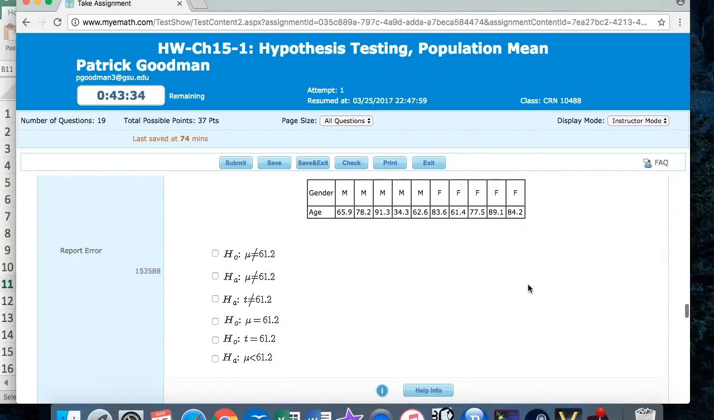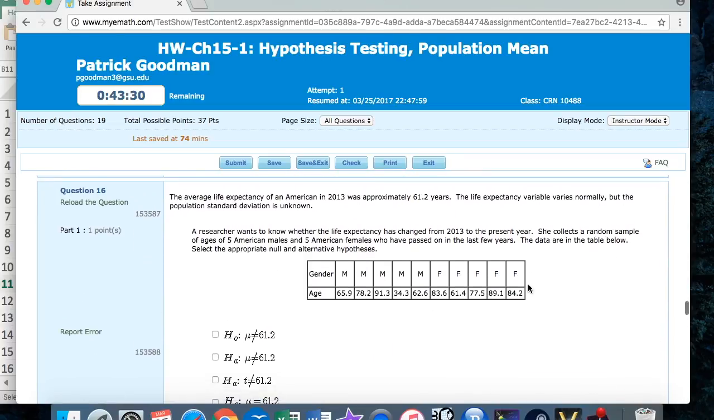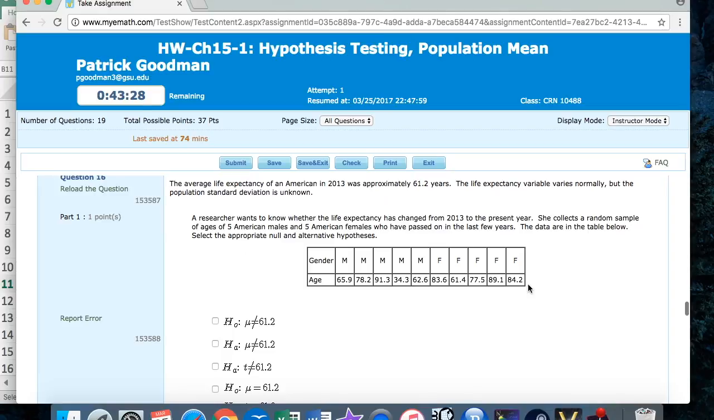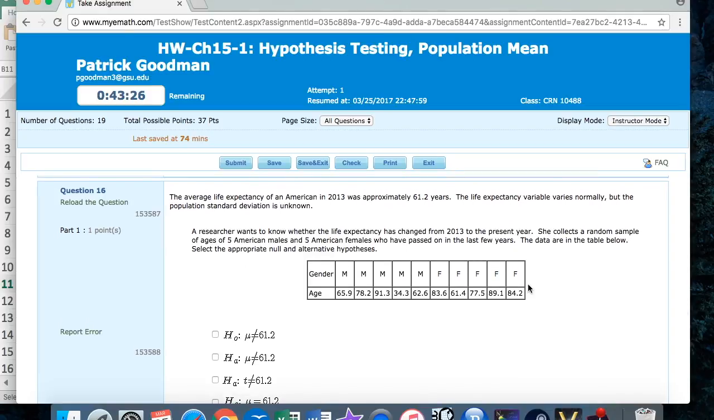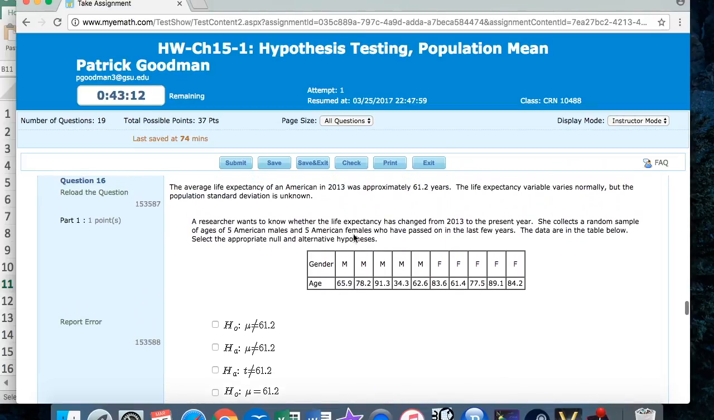Alright, so let's see if there's any more. I think most of these are pretty simple. Average lifespan, researcher and change. Choose your sample. Select the alternate hypotheses. Okay, so this is just another one.